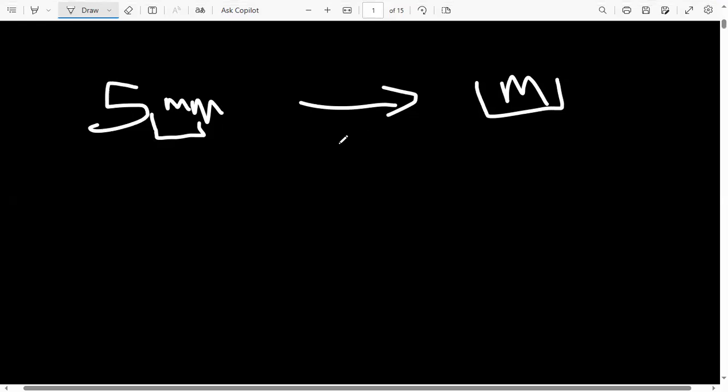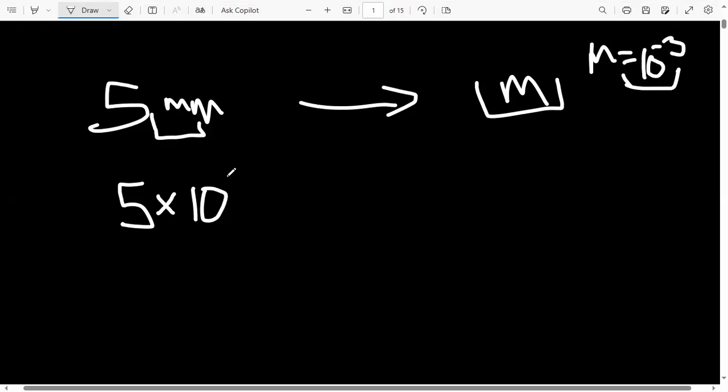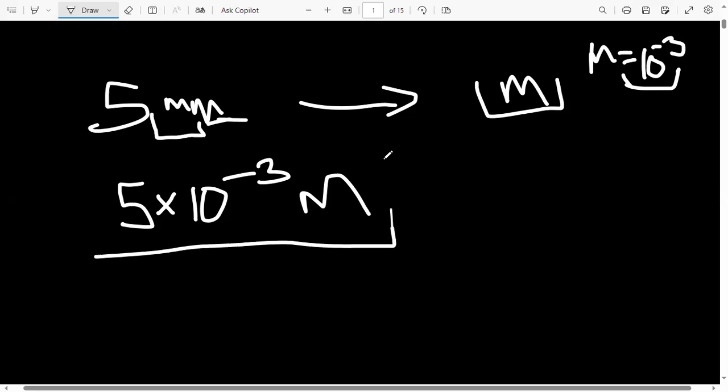So what am I going to do? The rule is to multiply by the value of the prefix. The prefix is milli, and we know that milli is 10 to the power minus 3. So you say 5 multiplied by the prefix, replaced with its value, 10 to the power minus 3, and then the meter remains. So this would be the value in meters.